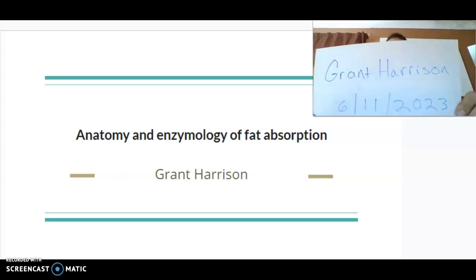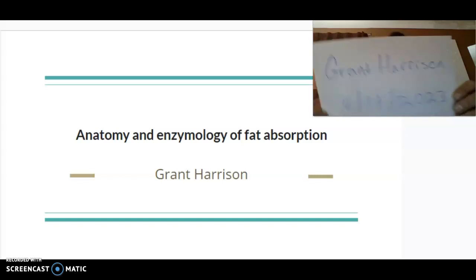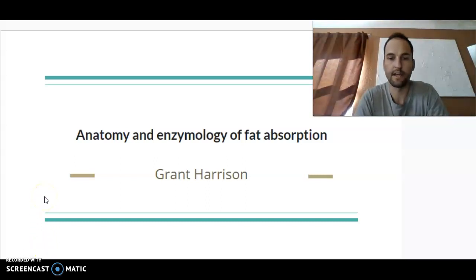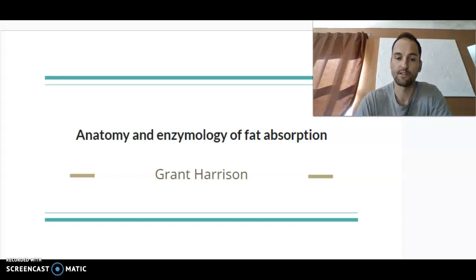It is June 11th, 2023, and I'm here to talk to you about the anatomy and enzymology of fat absorption. As food enters the mouth, becomes chewed up and swallowed, there are numerous ways in which the foods we eat are processed. However, each macromolecule, lipids being one of them, or fats, has its own specialized method in which they are digested and lead to energy production. In this brief presentation, we'll focus on lipids or fats and how they're absorbed in the gastrointestinal system, or the GI.